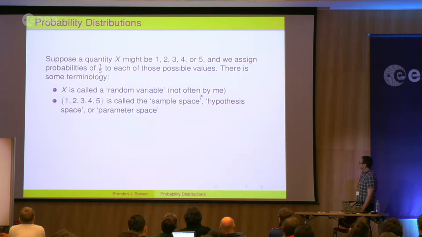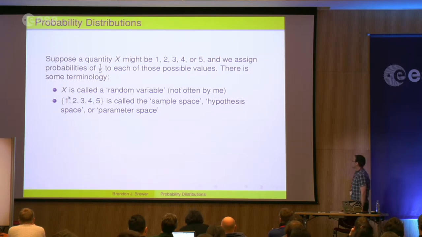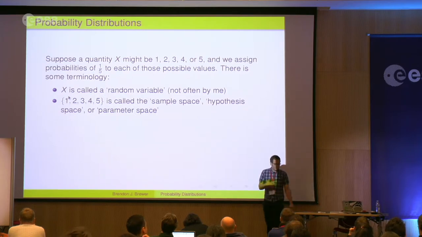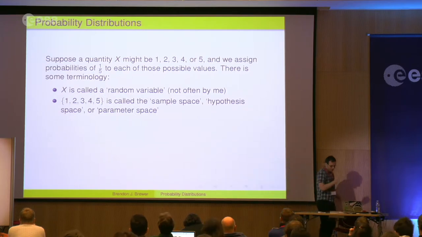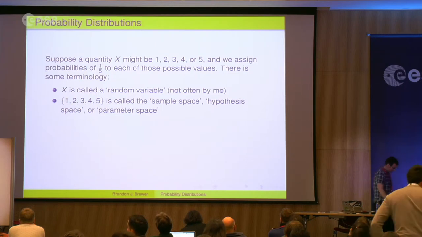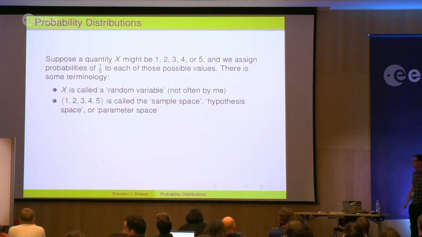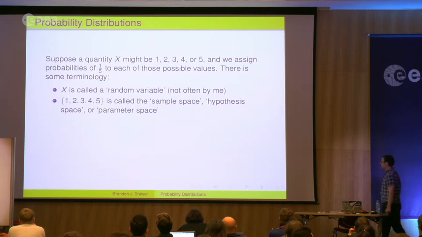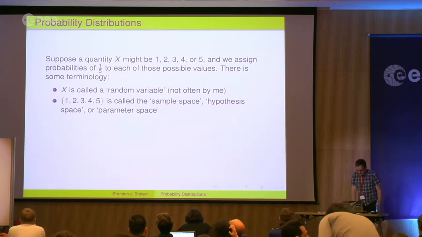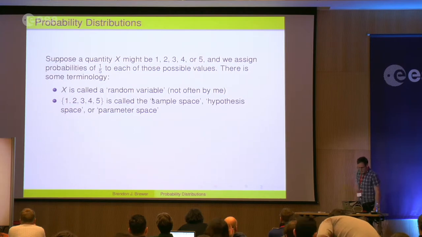You can also just use the term sample space generically, it just means the set of possibilities, that's all. So if you're in a Bayesian situation and these are hypotheses, you just don't know which is true, then you could call it the hypothesis space. It's just a set of possibilities. You could also call it the parameter space if X was some model parameter of some model you were trying to fit to some data, and it's just a set of possibilities, but it has all these various names around the place.